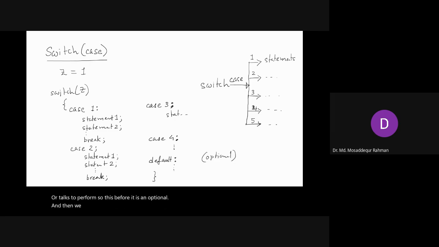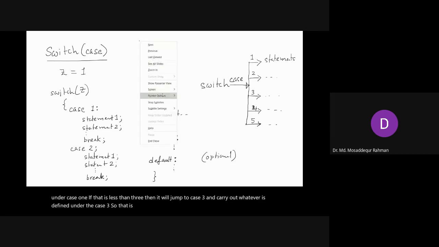Then the closing braces. So if z is 1, then when it goes to the switch control, it will carry out whatever is defined under case 1. If z is, let's say, 3, then it will jump to case 3 and carry out whatever is defined under case 3. So that is how this will work. Any question, guys?